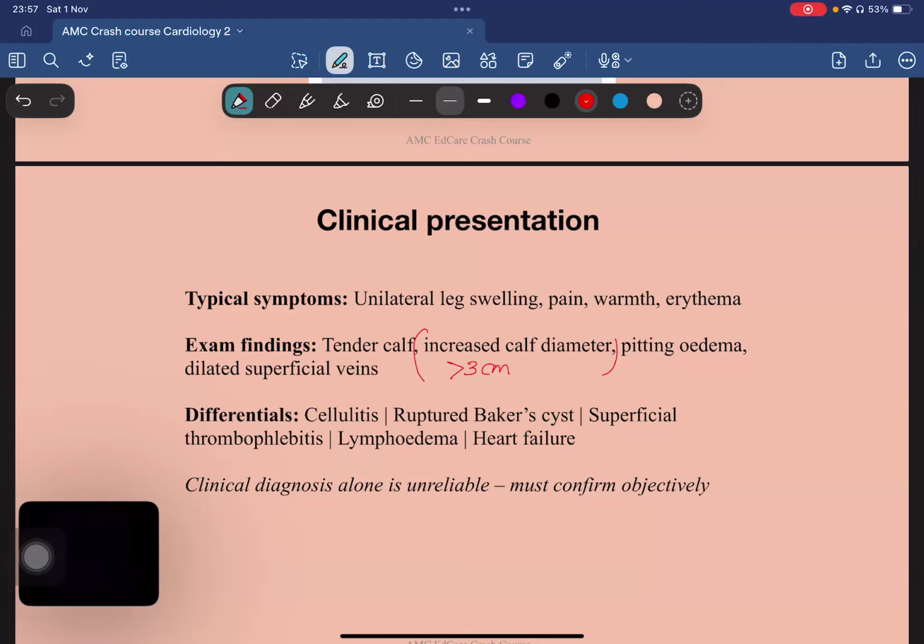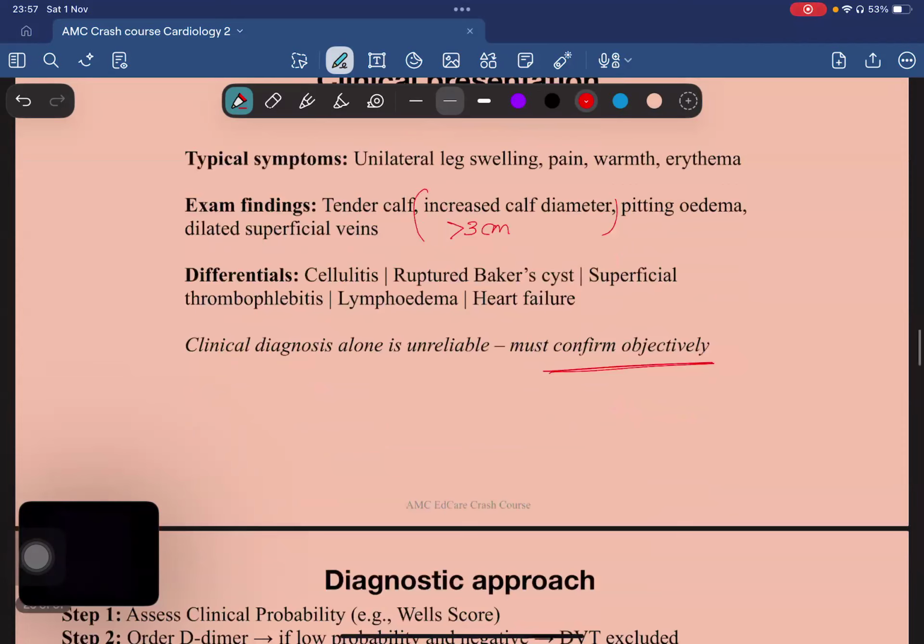So it's very, very important to know that we can use clinical signs as a guide in DVT, but it's very, very important to confirm DVT with investigations. We definitely have to confirm it objectively. It's very important when it comes to DVT, because it's mirroring most of the other differentials. So let's get into the diagnostic approach.